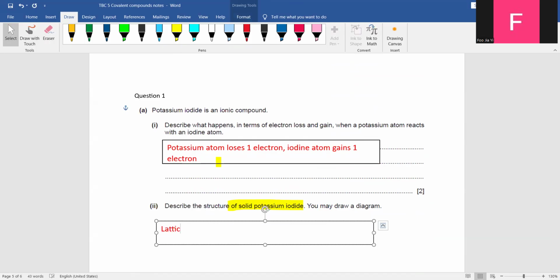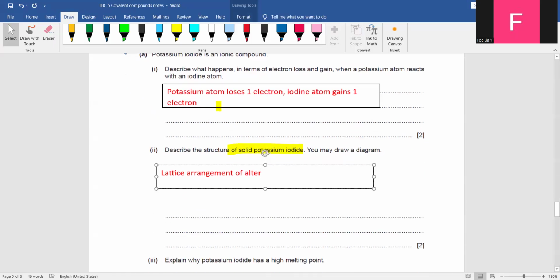So it's a lattice arrangement of alternating positive and negative ions. Alternating means one positive, one negative, one positive. It's something to say that you understand, but it's different when you want to write the keywords. Okay, lattice arrangement of alternating positive and negative ions.